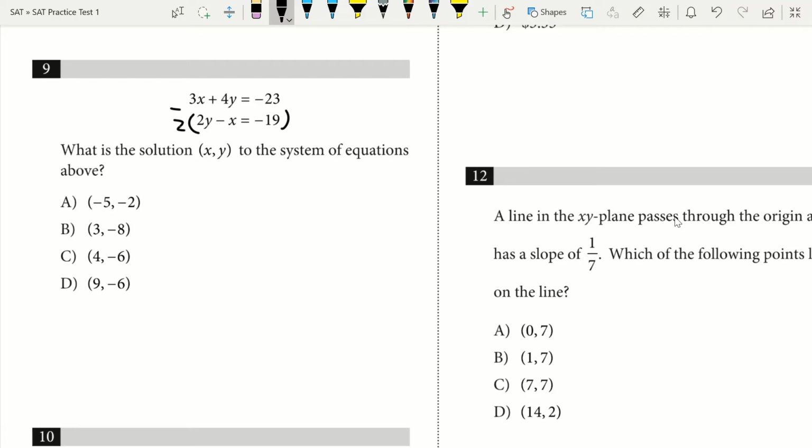So 3x minus negative 2x is going to give me 5x, because it's subtracting a negative, which means it's adding a positive. And that's going to equal negative 23 minus 2 times negative 19. 2 times negative 19 is negative 38, but it's minus negative 38, so we're adding 38. Negative 23 plus 38 is going to give me 15. I divide each side by 5, and I get x equals 3. Only answer choice with x equals 3 is B, so B is going to be my answer.